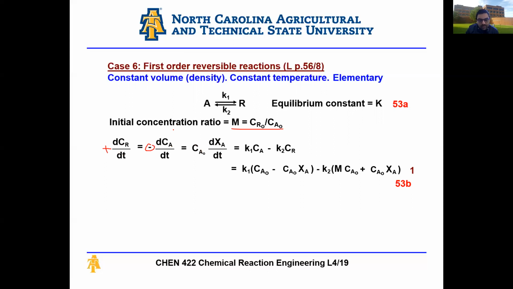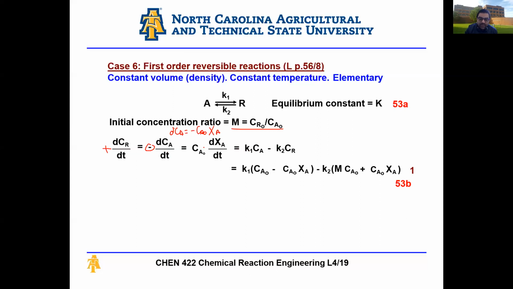We said dCA is equal to minus CA naught dXA. And again, you're going to use this a lot. It's going to make your life easier when doing this algebra. So dCA by dt is equal to minus CA naught dXA by dt. And this is equal to basically the reaction rate from this reaction.